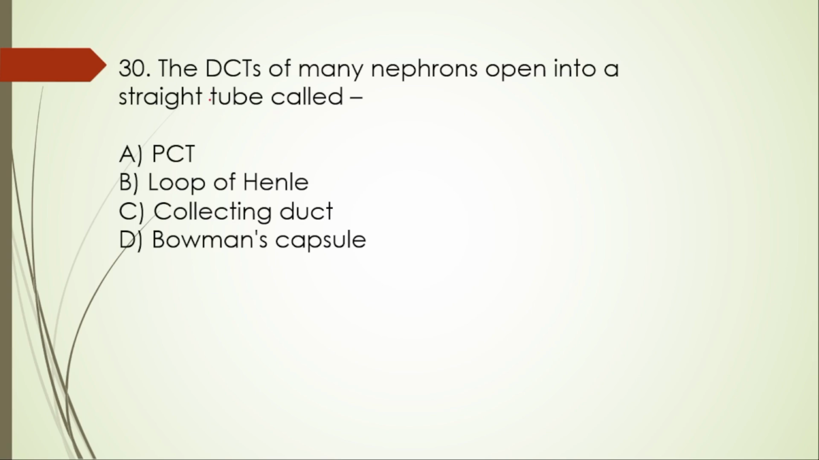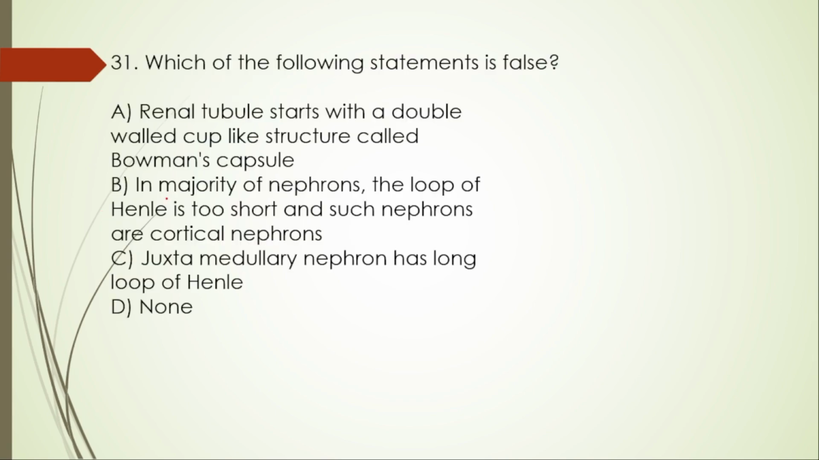The DCTs of many nephrons open into a straight tube called: PCT, loop of Henle, collecting duct, Bowman's capsule. Here the right option is collecting duct. Next question, that is question number 31.